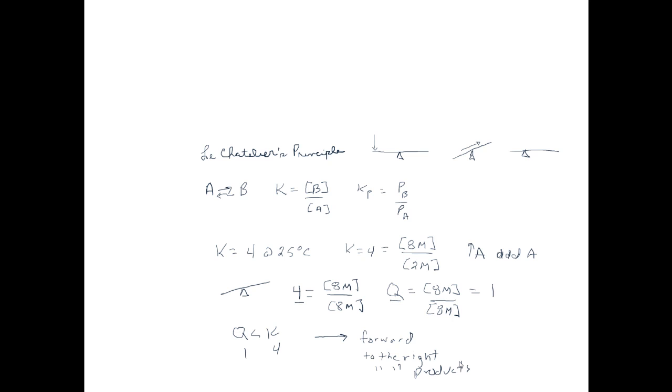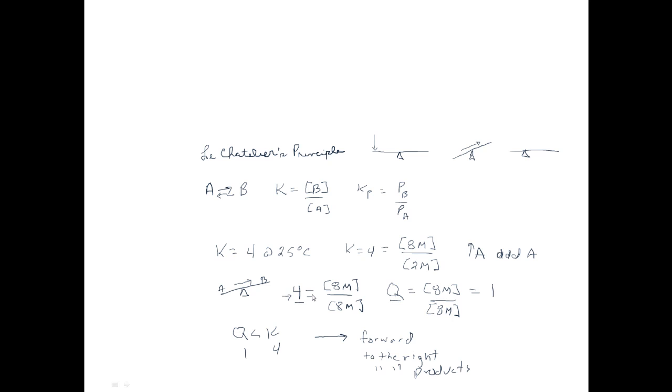Before we move on, let's go on and finish this out. So we have more A than B, and that ratio is less than this number 4 here. So what has to happen is A has to react to form more B until the ratio of B and A comes back to the number 4, the equilibrium constant.